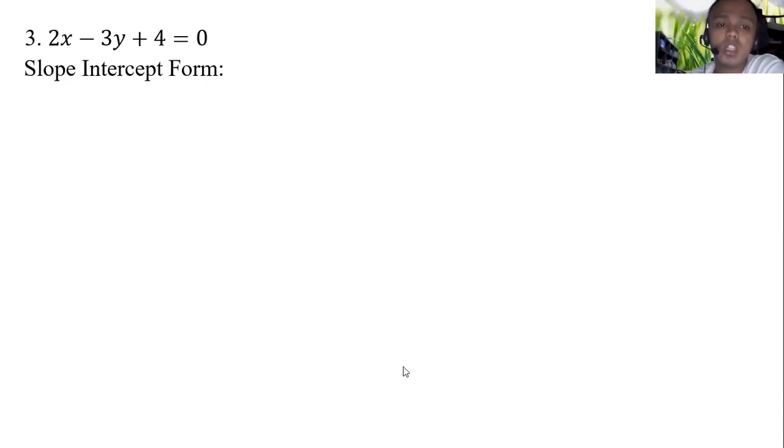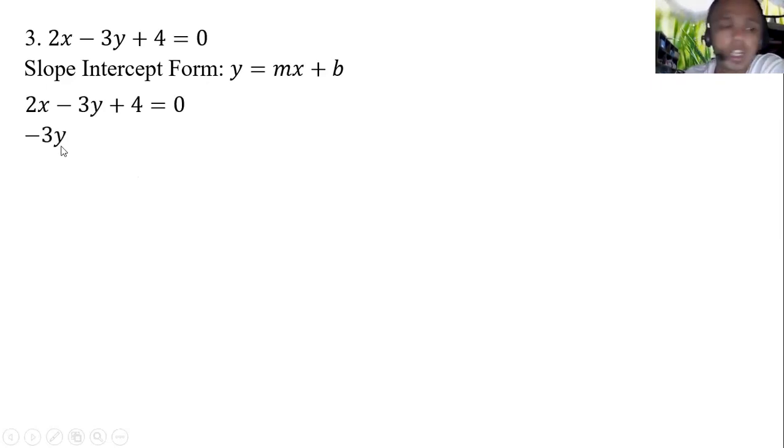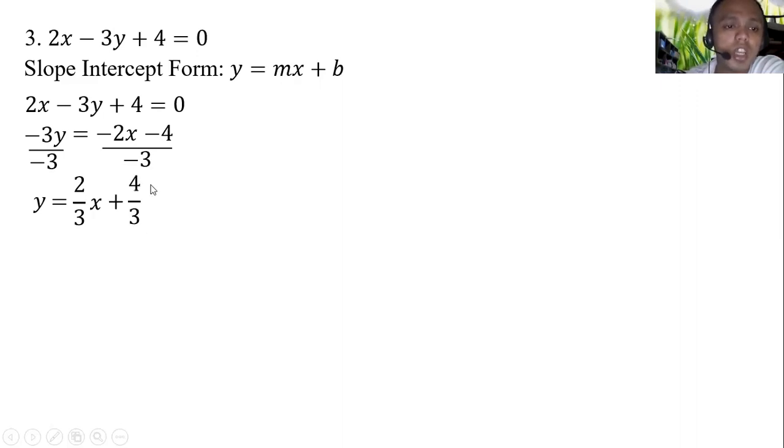Yung slope intercept form natin is y equal to mx plus b. So ito yung form na susundin natin. Now, from 2x minus 3y plus 4 equal to 0, irewrite natin siya into y equal to mx plus b. Transpose 2x to the other side, then we have negative 3y equal to negative 2x. Then transpose 4 to the other side, we have negative 4. Then we have y equal to negative 2 divided by negative 3, which is 2/3 x. Then negative 4 divided by negative 3 is positive 4/3, because negative divided by negative is positive. Ibig sabihin, itong negative 3, idivide pwede siyang gamitin kay negative 2 at kay negative 4.